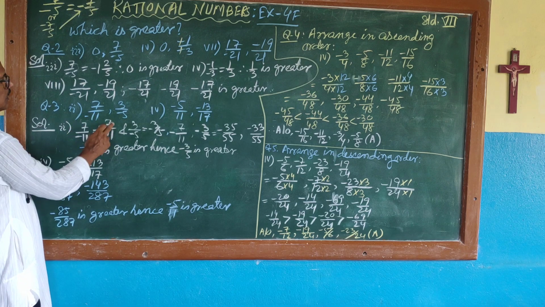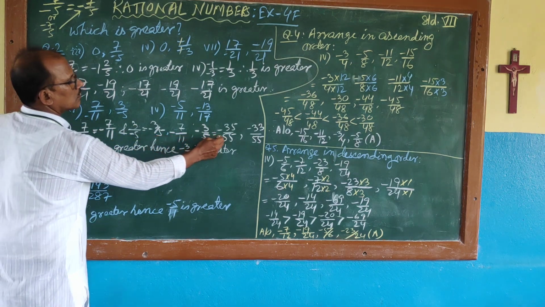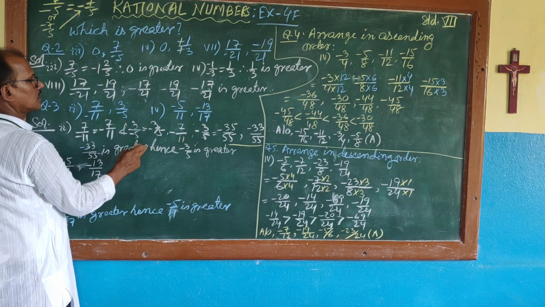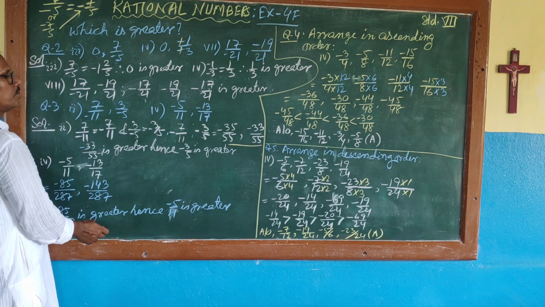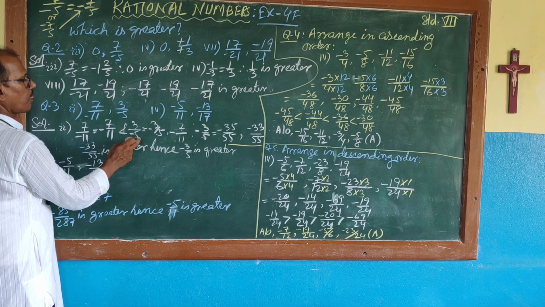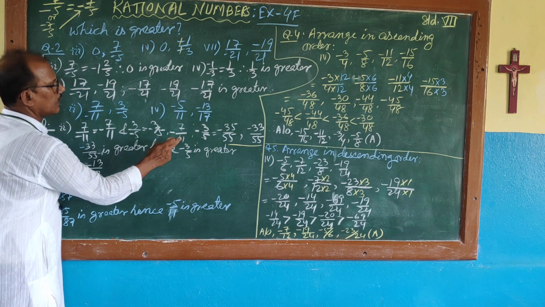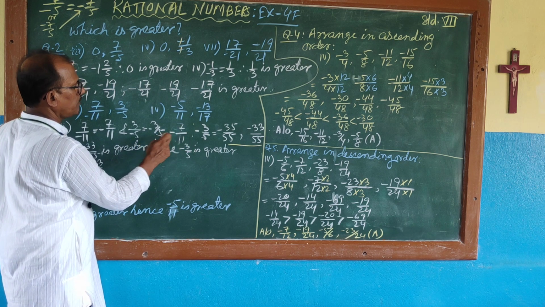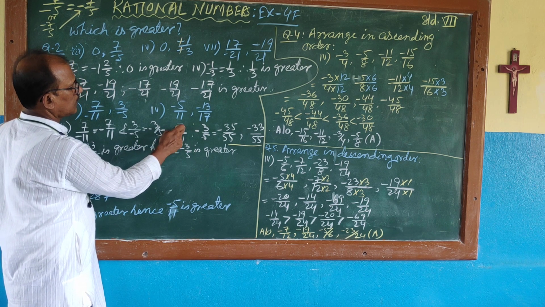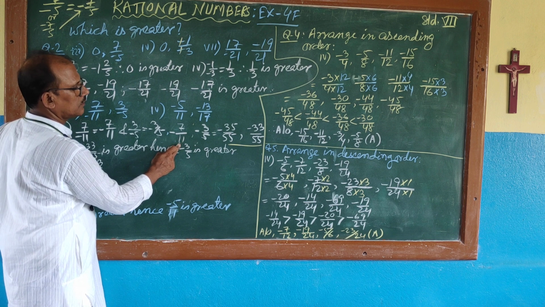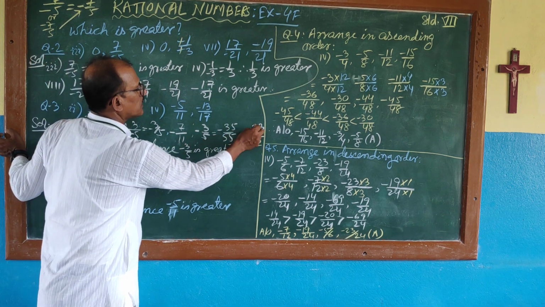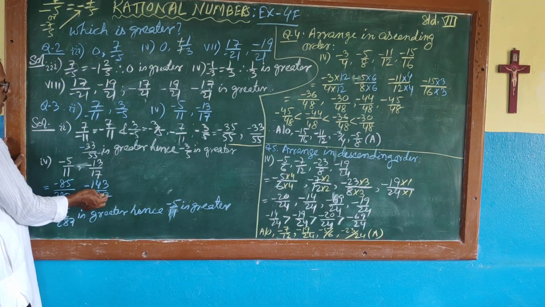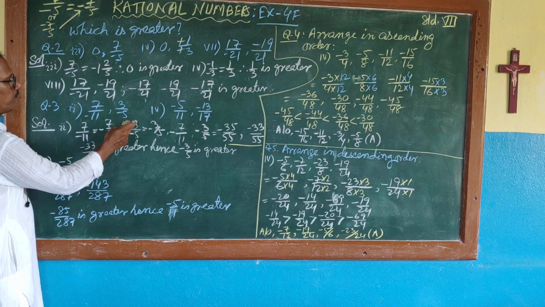Else, you convert these into like fractions. Minus 3 by 5 and minus 7 by 11. The LCM of 5 and 11 will be 55. 3 into 11 gives minus 33 by 55, and here it will be minus 35 by 55. So among these, which is greater? Definitely minus 33 by 55 is greater. Minus 33 by 55 is the value of which one? That is minus 3 by 5.